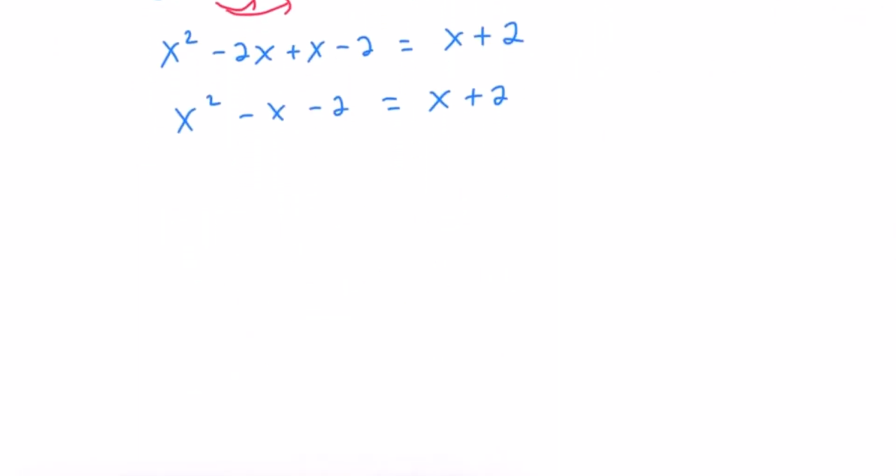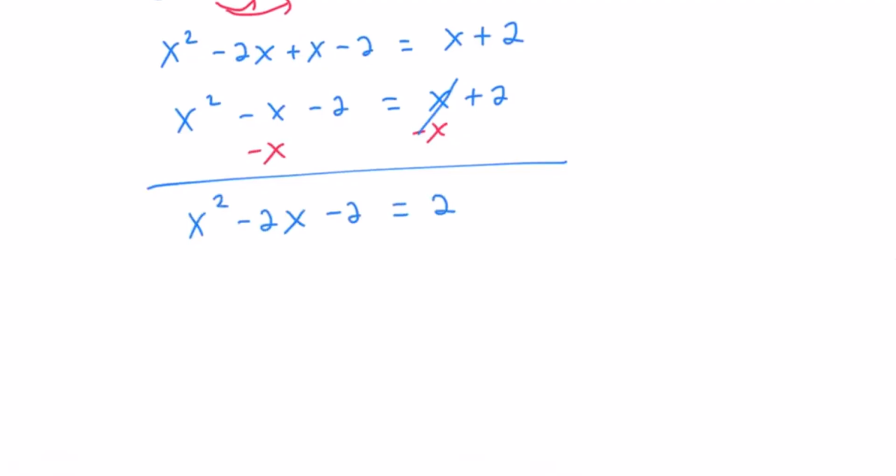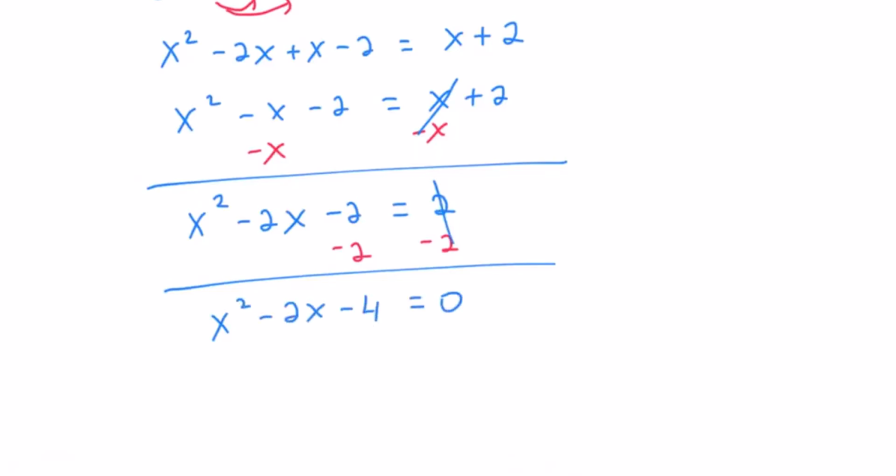We have x squared here, so everything to one side, 0 on the other side. So minus x over. So we have x squared minus 2x minus 2 is equal to 2. Minus a 2 over. So x squared minus 2x minus 4 is equal to 0.